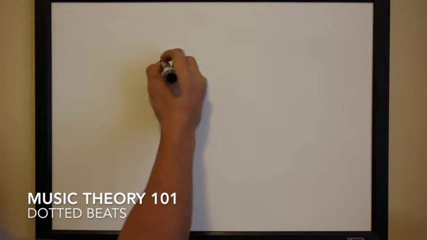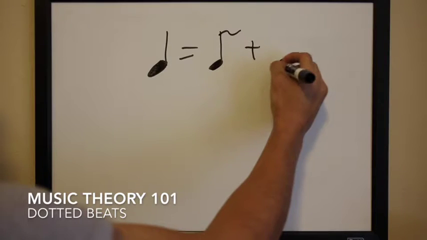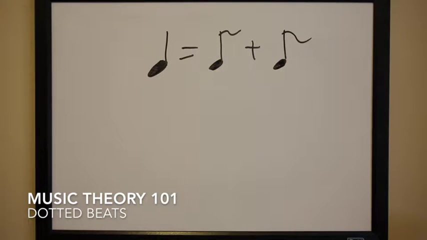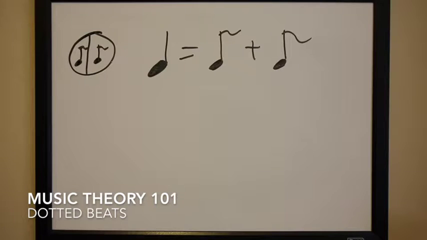If I take a look at a quarter note and I split that in half, I get 2 eighth notes. An eighth note is half of a quarter beat, or a quarter note. So it's like having a full circle, and I split it in half. I have 2 separate pieces.